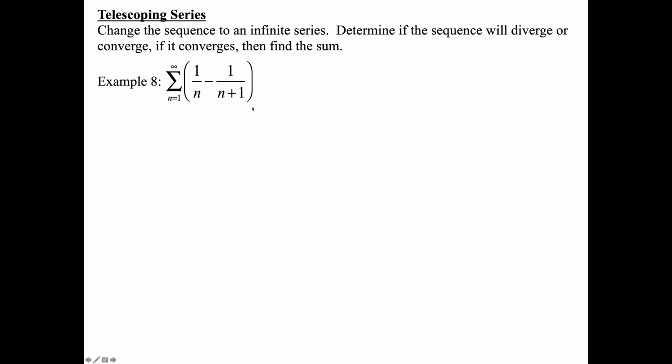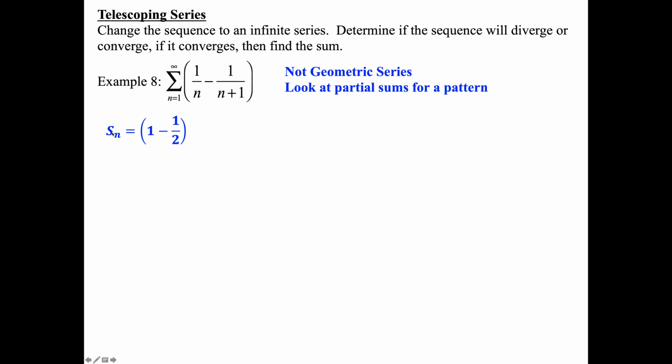So here we are going to take both of these and list out some possible terms. All right, it's not geometric. We're going to look for partial sum patterns. My first term, when n is 1, is 1 over 1 minus 1 over 1 plus 1, which is 2. So when n is equal to 2, our next term would be plus 1 over 2 minus 1 over 2 plus 1, 3.